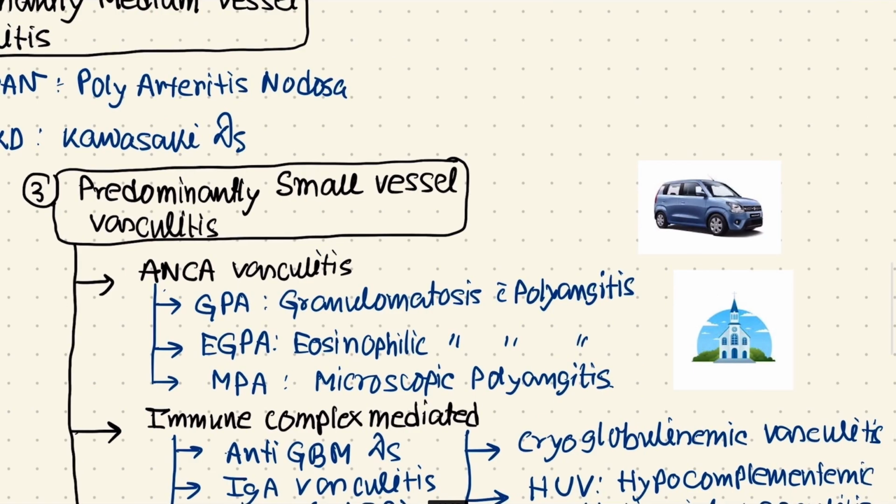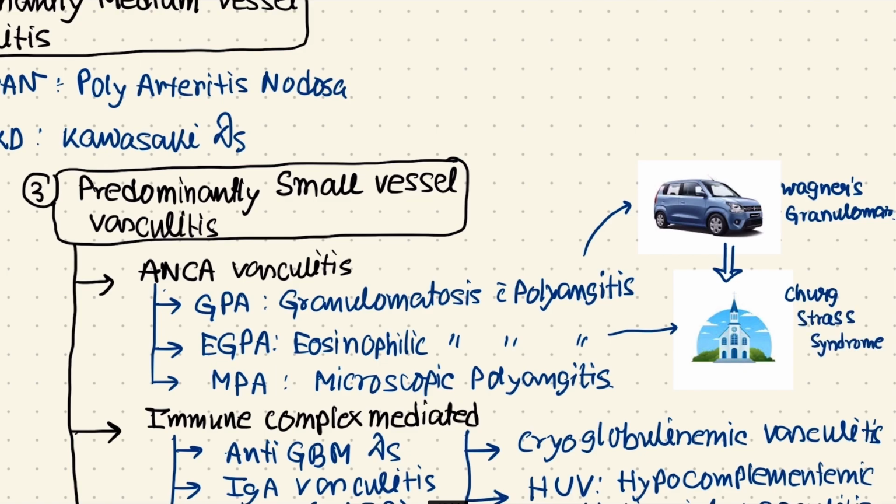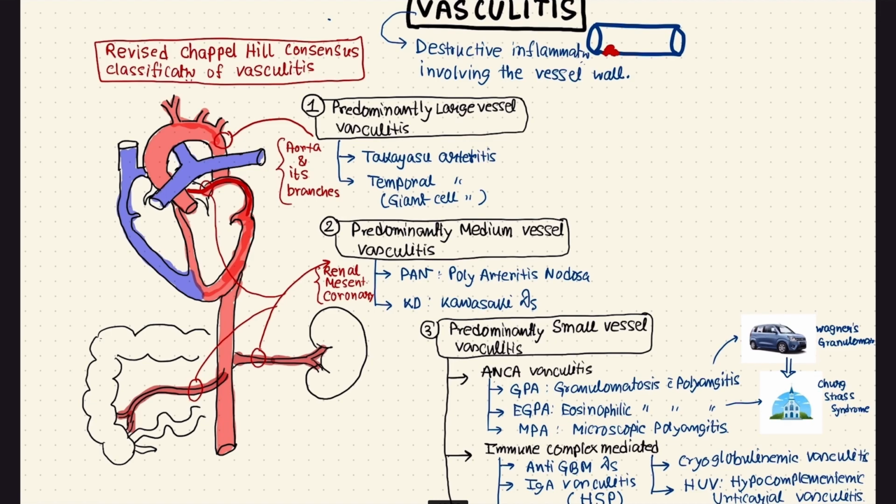Earlier, granulomatosis with polyangiitis was termed Wegener's granulomatosis. Now you can see in India there is a famous car called Wagner, and from it we have this name. We can remember it like this. And EGPA, that is eosinophilic granulomatosis with polyangiitis, is like Churg-Strauss disease, like the car is going to the church.